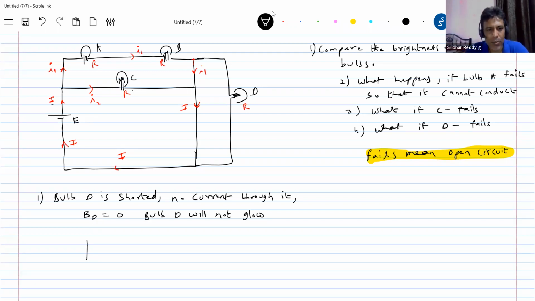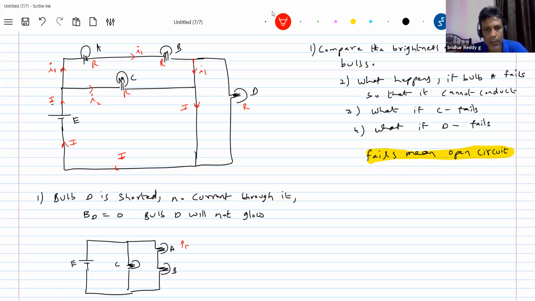Go back and redraw the circuit. This will be the bulb C. The whole circuit now will appear like this. There are bulbs A, B, and C. The whole applied EMF will be shared directly by the bulb C, no? And the applied EMF will be shared equally by these two, E by 2 and E by 2. So what is the drop? The drop here will be E by 2, and the drop here will be E by 2.